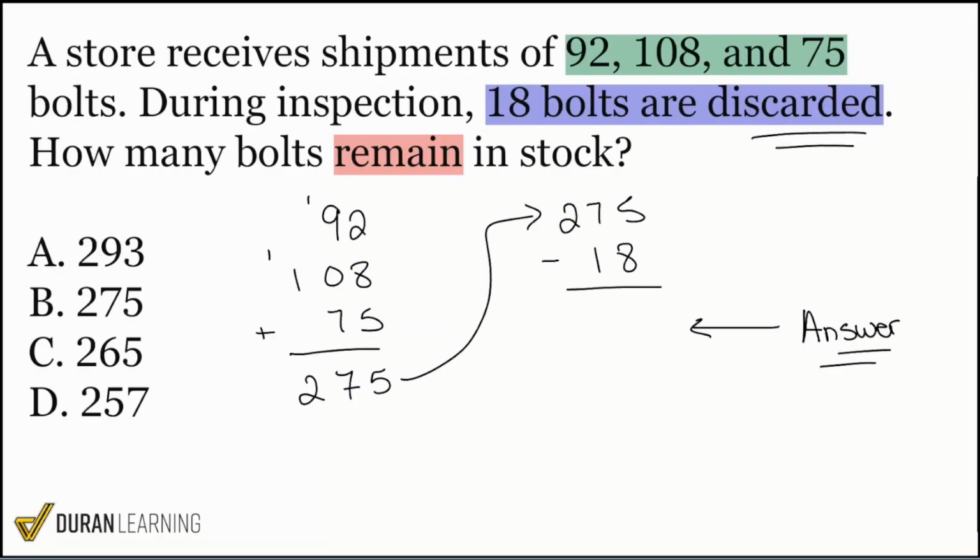So now let's get this done. We have 5 minus 8. Can't really do that. So we're going to just borrow a 1 here. 15 minus 8, that's going to give me 7. Then we have 6 minus 1, which is 5. 2 minus nothing is 2. And there we have it. There's our final answer. We have 257 bolts that remain in stock. And there we are, my party people.